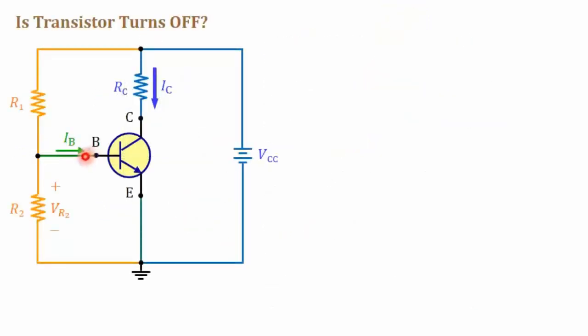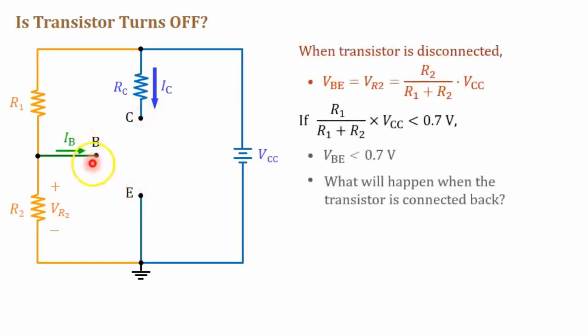Now, we apply the same technique to the transistor. Firstly, disconnect it from the circuit. After that, we calculate VBE by applying potential divider formula. If this value is less than 0.7 volt, then VBE must be less than 0.7 volt. In such case, what will happen when the transistor is connected back to the circuit? Will the base emitter PN junction conduct?